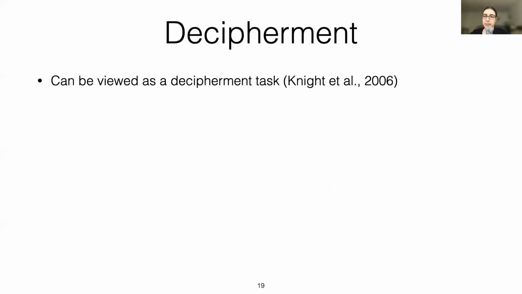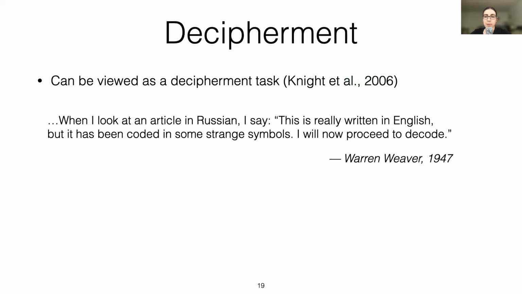So we're going to take a decipherment approach to this task, which means we are going to be treating romanization as a substitution cipher. Decipherment has a long history in NLP. It's been especially popularized by Kevin Knight, and it's been applied to both NLP problems and to actual code breaking problems. So here I wanted to start with this quote by Warren Weaver. "When I look at an article in Russian, I say this is really written in English, but it has been coded in some strange symbols. I will now proceed to decode." So he's talking about translation here and treating translation as code breaking, which is a bit of a stretch.